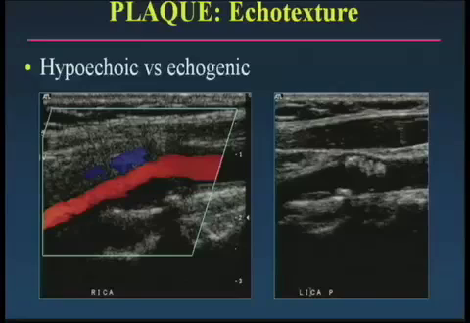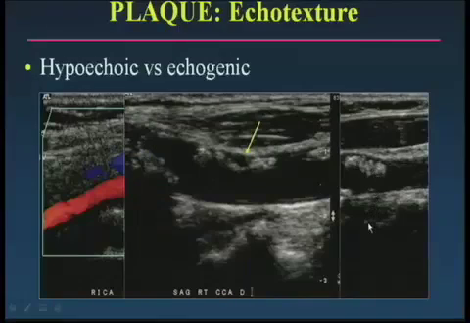So here are some examples of different echo texture in plaque. Now, on the slide on your left, you can see this almost completely anechoic or black plaque at the origin of the internal carotid artery, and this would be described as hypoechoic plaque, whereas on the slide on the right, you can see this very bright echogenic plaque at the origin of the left internal carotid artery.